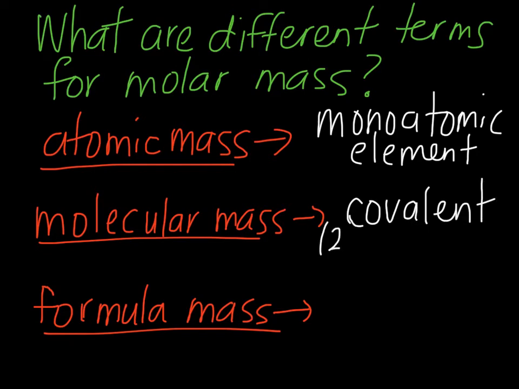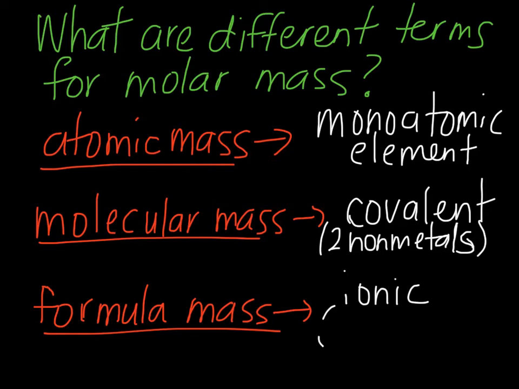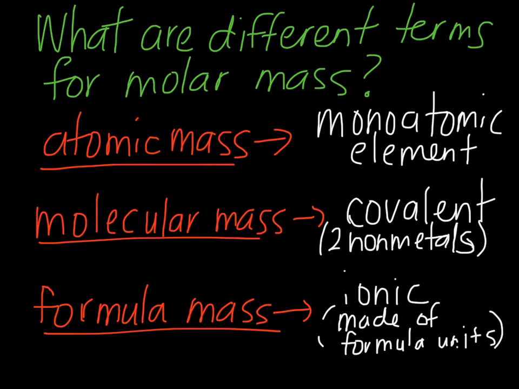So that would be 2 nonmetals. If you see the term molecular mass, you're going to calculate it just like you would calculate molar mass. And then the last one is formula mass, which refers to ionic compounds. Remember that ionic compounds are a metal and a non-metal or polyatomic ions. And remember that ionic compounds are made of formula units. So that is where the term formula mass comes from. So make sure you've got all of those written down. So now let's do some examples.